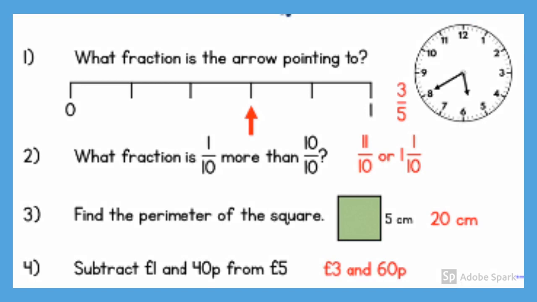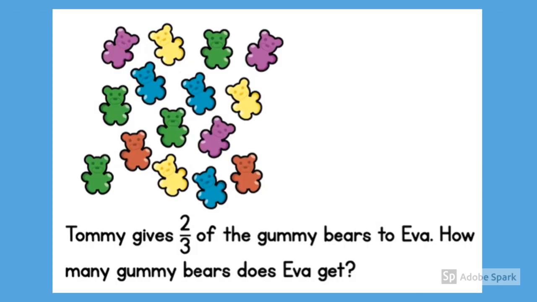The time is 5:40 or 20 to 6. Number 1, the answer was 3/5. Number 2, the answer is either 11/10 or 1 whole and 1/10. The perimeter can be found by multiplying 5 by 4 sides, 20 centimetres. And number 4, the answer was £3.60.